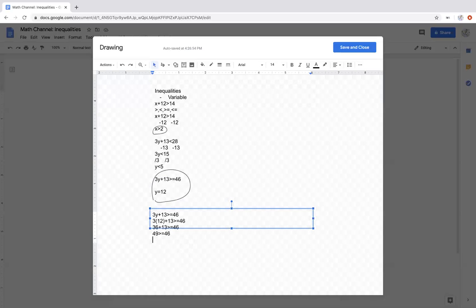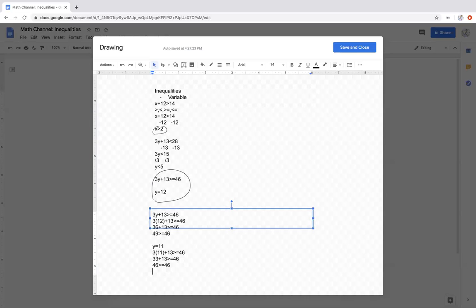If you get a different example, for example, imagine y is equal to 11. How would you solve it? I'm going to go a little quicker on this one just to show you. 3 times 11 plus 13 is greater than or equal to 46. 33 plus 13 is greater than or equal to 46. So 46 is greater than or equal to 46. Well, in this case, this would also be correct, since it's not just greater, it's greater than or equal to. And in this case, it is equal to.